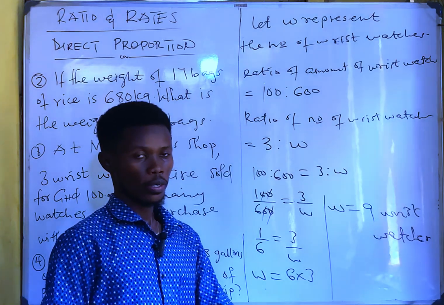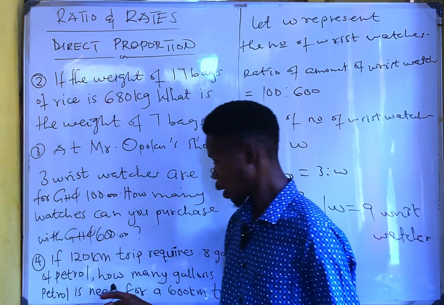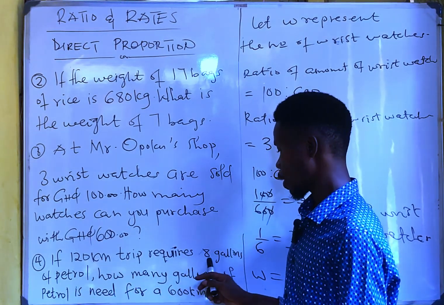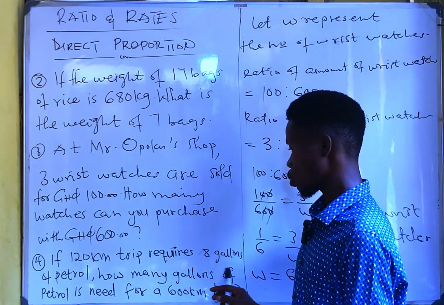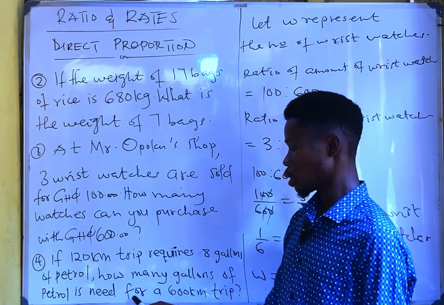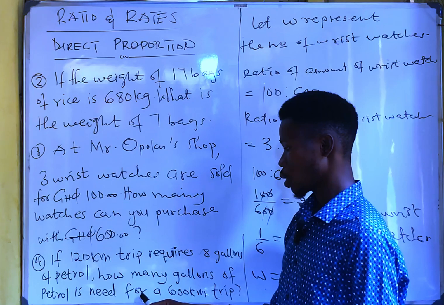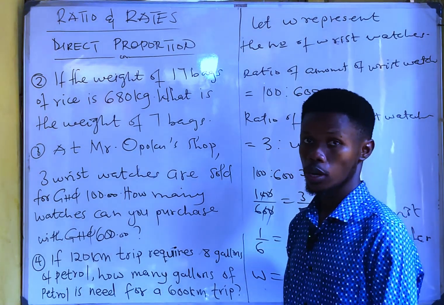Simple like ABCD. Now, as I said, we should try the last example, which says that if a 120 kilometer trip requires 8 gallons of petrol, how many gallons of petrol is needed for a 600 kilometer trip? So please try your hands on this.